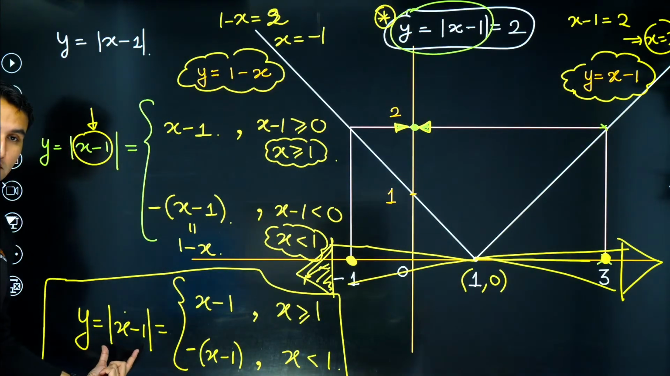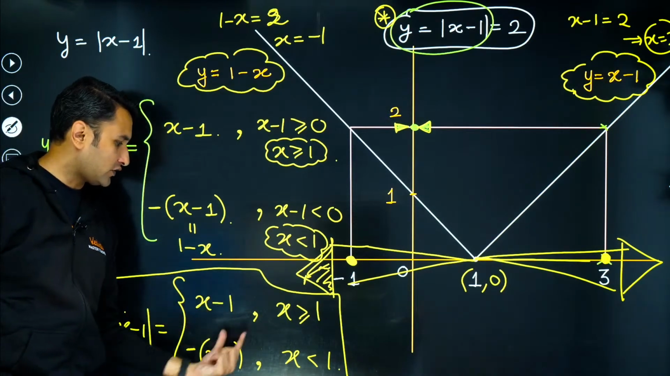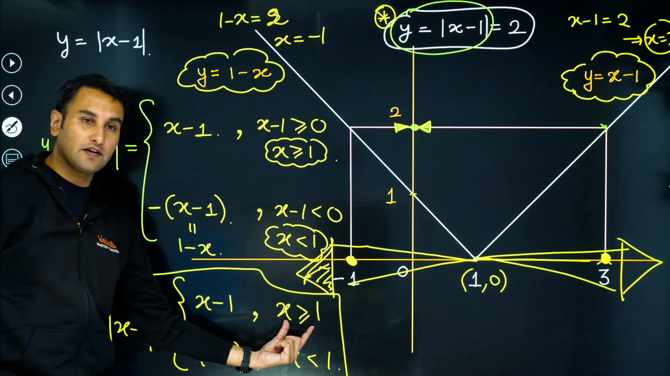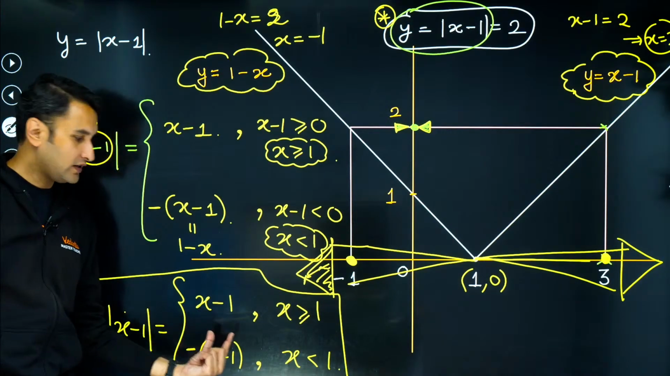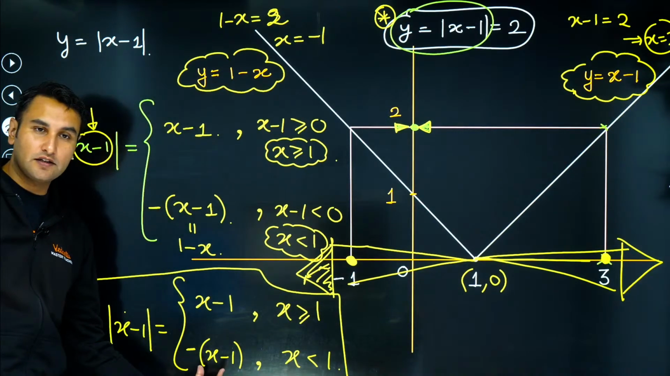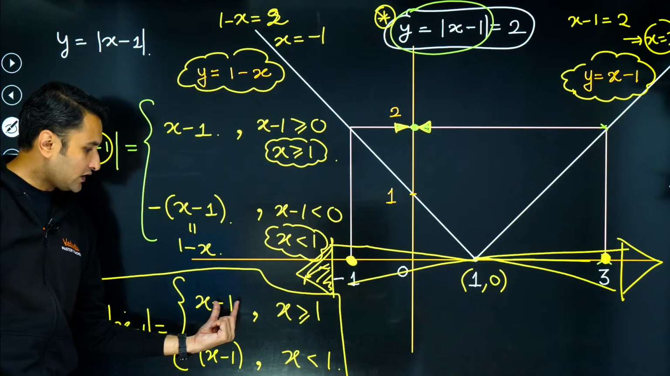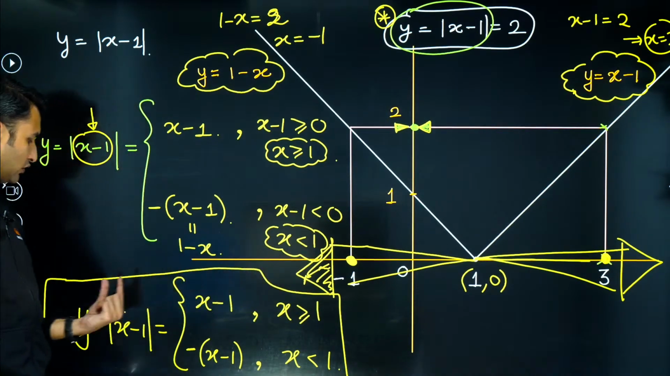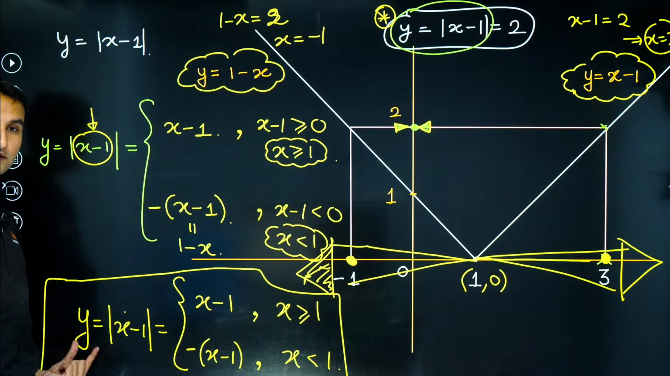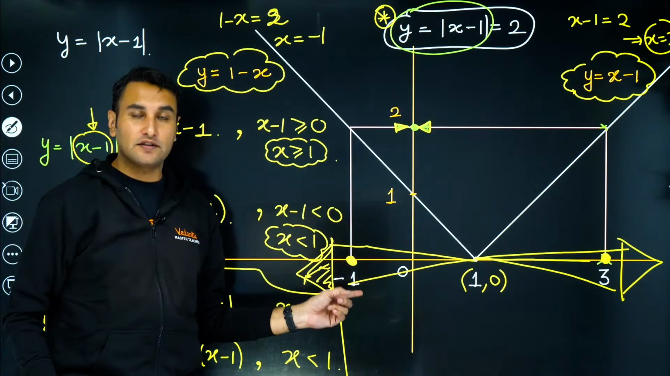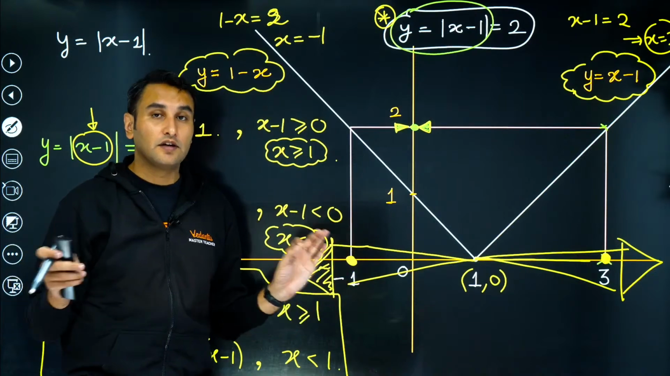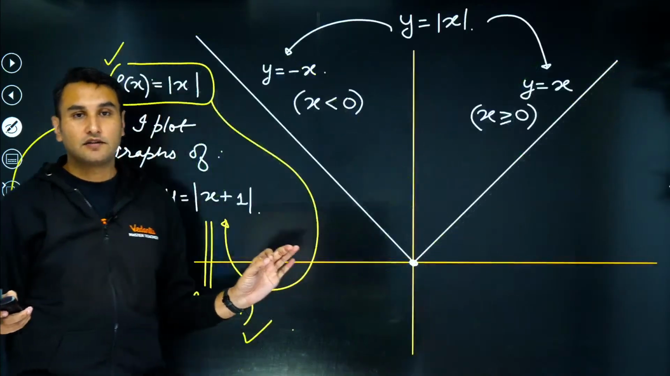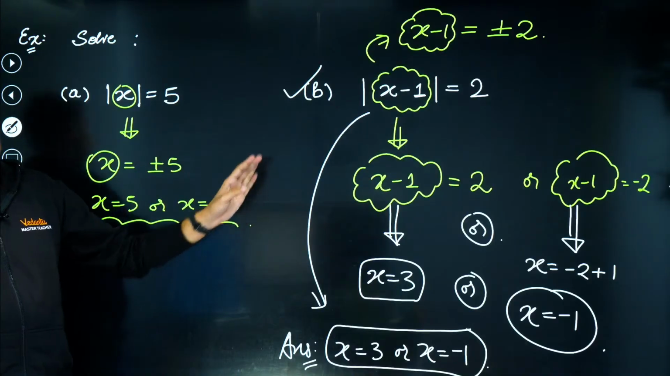This function actually redefines itself as this function. Two parts: x greater than 1, it behaves like this; x less than 1, it behaves like this. And we equated both of these to 2, because that is the value of y, and we got the corresponding values of x. Both are the same thing, but this is what we usually do.